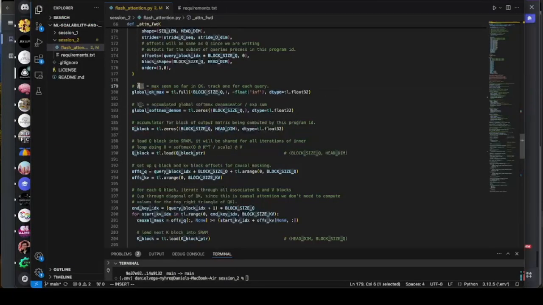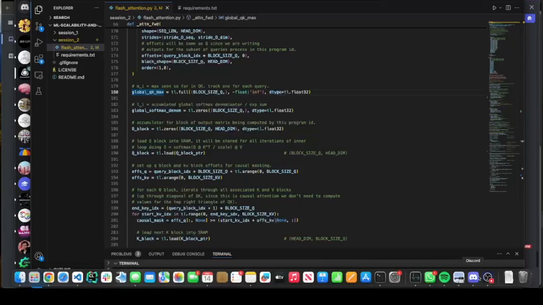So in the algorithm, we had this m sub i value, which was the max score that we've seen in our QK matmul so far as we go through this tiling algorithm, right? We have this running max that we keep updating through each iteration of the inner loop.